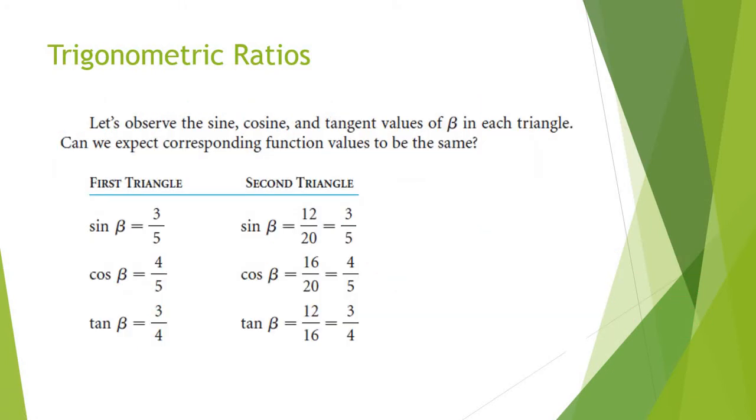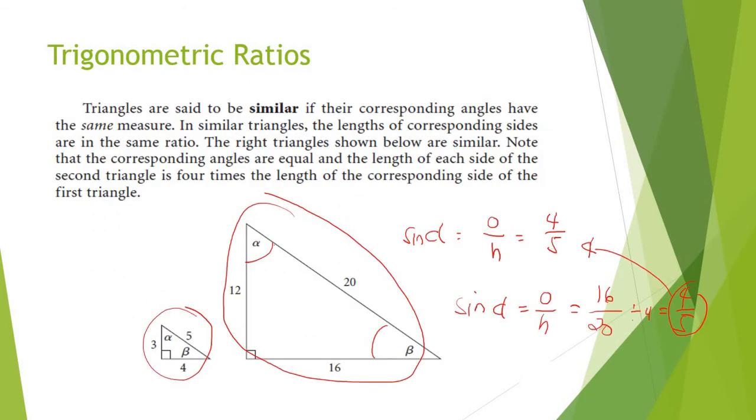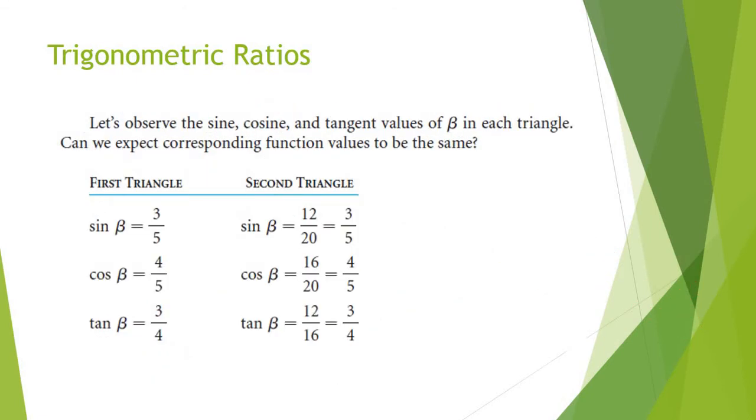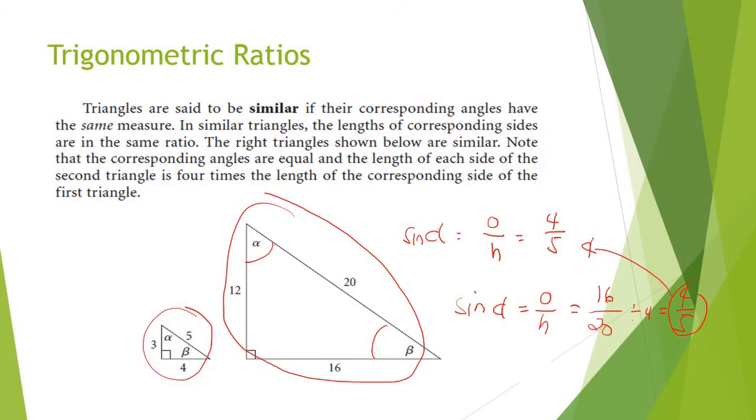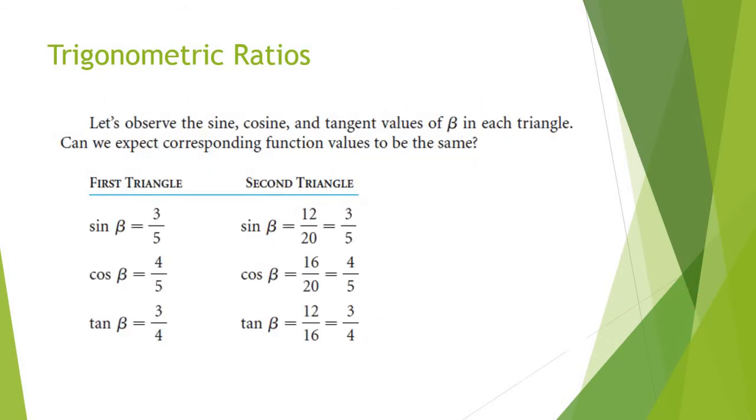So here we're going to observe the sine, cosine, and tangent values of your beta in each triangle. First triangle, you have sine beta, you have 3 over 5. This one is in the similarity, as I explained a while ago. They're just similar. So this one is using sine beta.